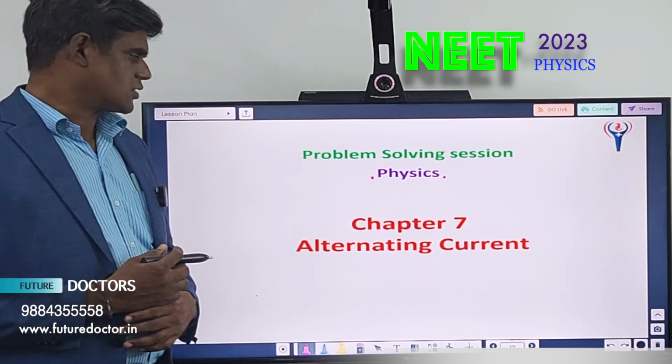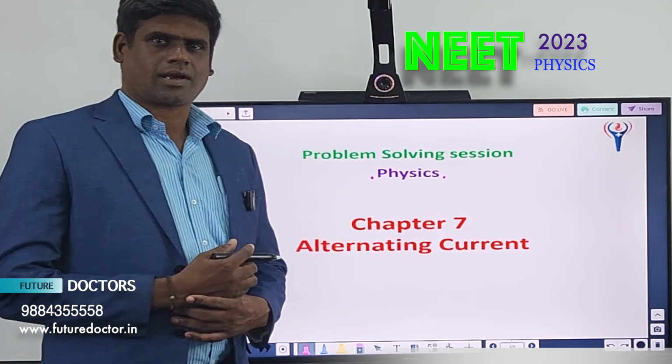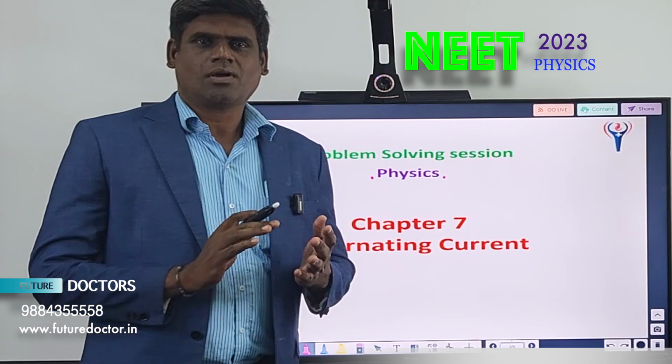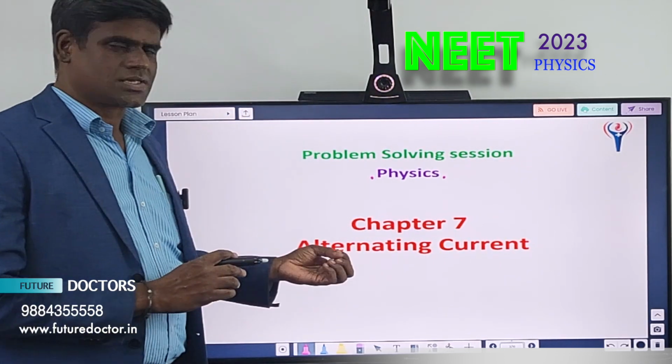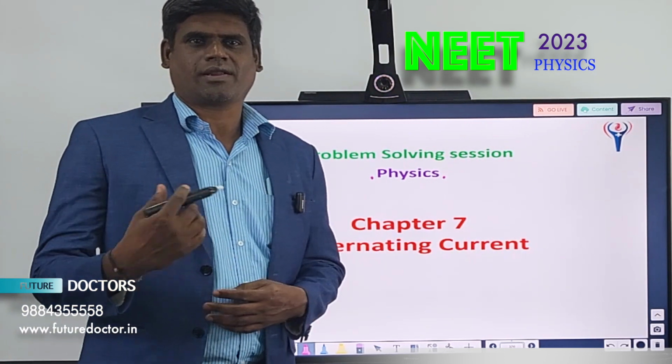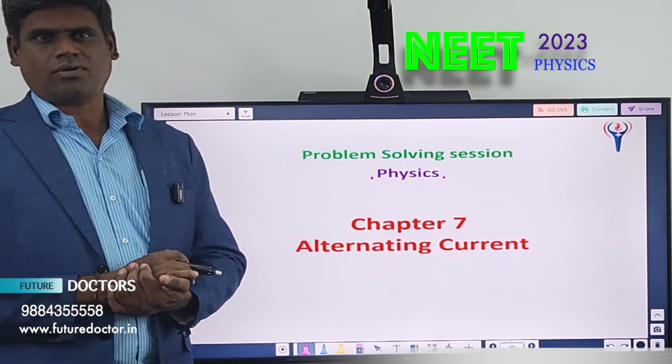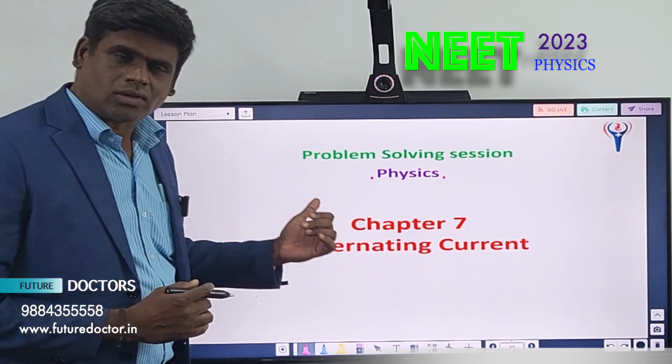Topic chosen today is from Chapter 7, Alternating Current. And today is not a problem solving session, but a problem questionnaire session. That is, 7 questions will be presented in this session, and in the next session, we will solve them. Let's see only the questions in this session.